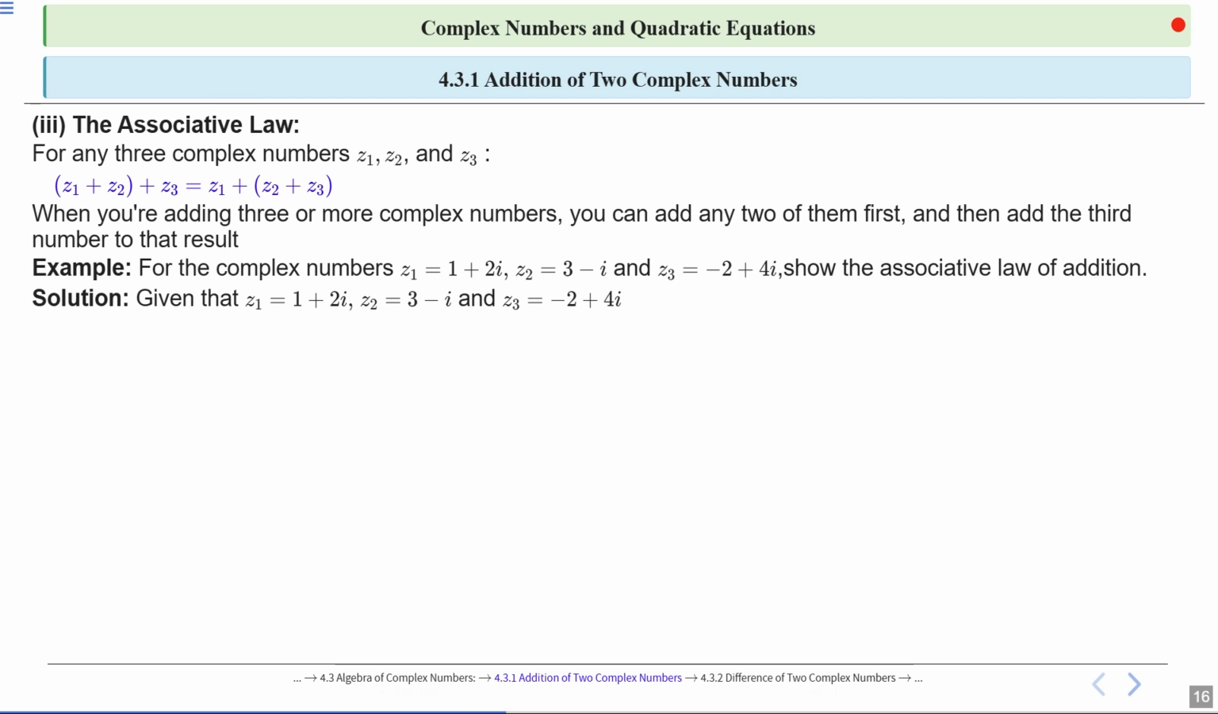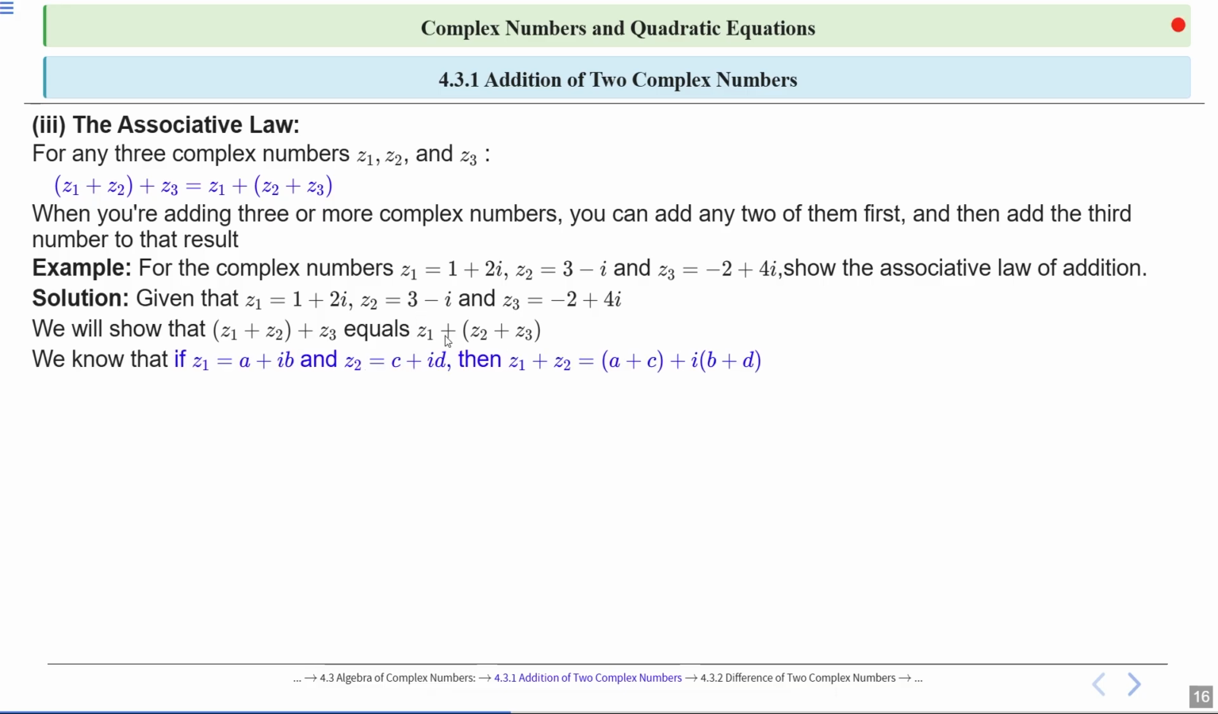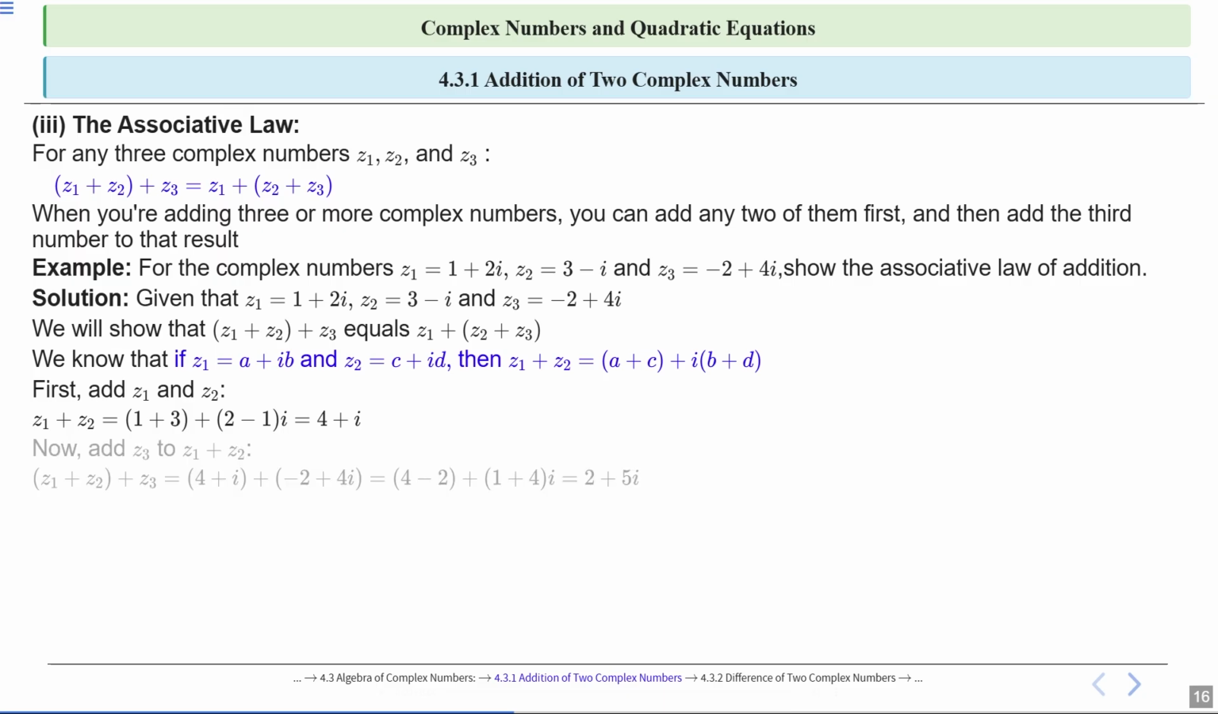So let's see the solution. We have Z1 equal to 1 plus 2 times iota, Z2 equals 3 minus iota and Z3 equals minus 2 plus 4 times iota. So first we will show that (Z1 plus Z2) plus Z3 equals Z1 plus (Z2 plus Z3). We know that if Z1 is equal to A plus iota B and Z2 equals C plus iota D, then Z1 plus Z2 equals (A plus C) plus iota times (B plus D). Now first add Z1 and Z2. So Z1 plus Z2 is equal to (1 plus 3) plus (2 minus 1) times iota, that is 4 plus iota.